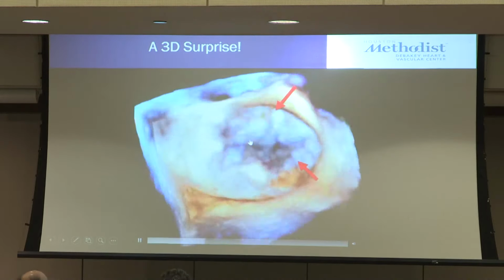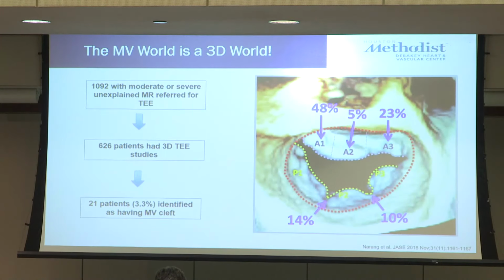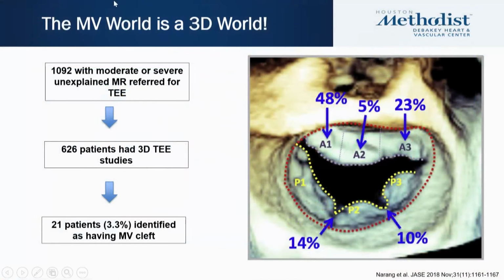Reliance on 2D views is not always adequate. This is a recent paper published last year by JASE. They evaluated about 1,000 patients with moderate to severe unexplained mitral regurgitation by 2D views. About 600 patients had 3D TEE looking at their mitral valves, and about 3.3% of these patients had mitral clefts identified on 3D echocardiography. And again, this has implications, especially when you're considering transcatheter mitral valve repair options.